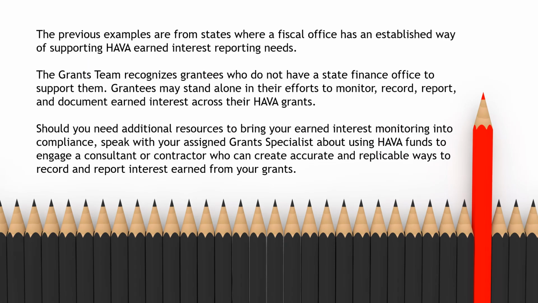We want to take a moment to highlight something. The previous examples are from states where they have a fiscal office who has an established way of supporting HAVA earned interest reporting needs. We recognize there are many grantees who do not have a state financial office to support them in this way. Some grantees can stand alone in their efforts to monitor, record, report, and then document earned interest across their HAVA grants. Should you need additional resources to bring your earned interest monitoring into compliance, we ask that you contact your grant specialist about using HAVA funds to maybe engage a consultant or contractor who might help you create an accurate and replicable way to record and report interest from your grants.